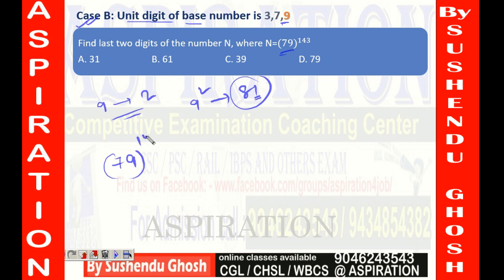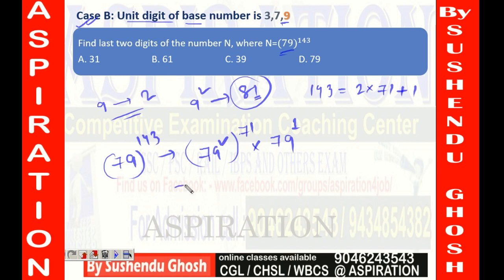So 79 to the power 143, how can we break it? 79 square to the power 71 into 79. So how have we broken it? 143 means 2 multiplied by 71 plus 1. That's why we are writing 79 square to the power 71 into 79 to the power 1.